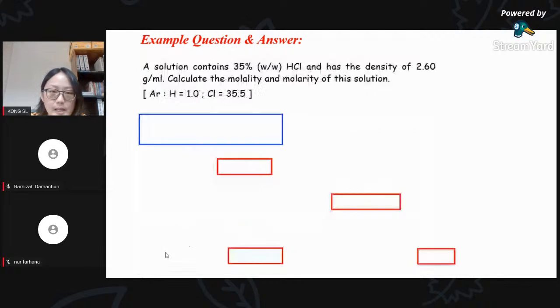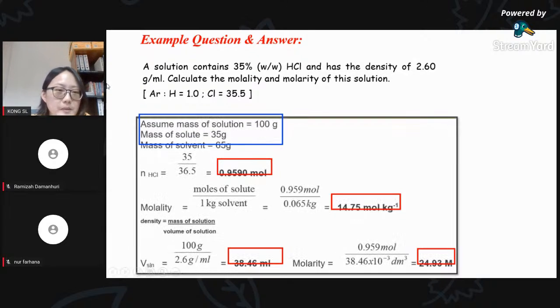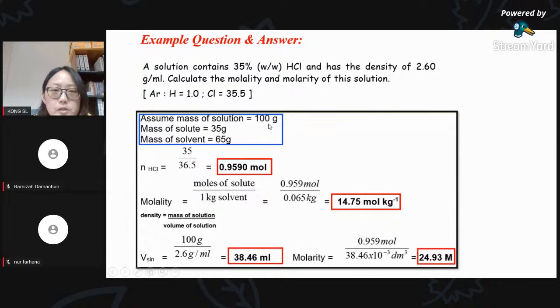Okay. Next, how about this question? This question is very simple, just 35%. The percentage by W/W is percentage by mass, and the density is given as 2.6 gram per mL. That's all. You just know 35% is the mass of solid. So in this case, you need to do assumption. Since it is a percentage, we straight away assume the mass of solution is equal to 100 gram. Then solid is 35 gram, and the solvent is 65 gram.